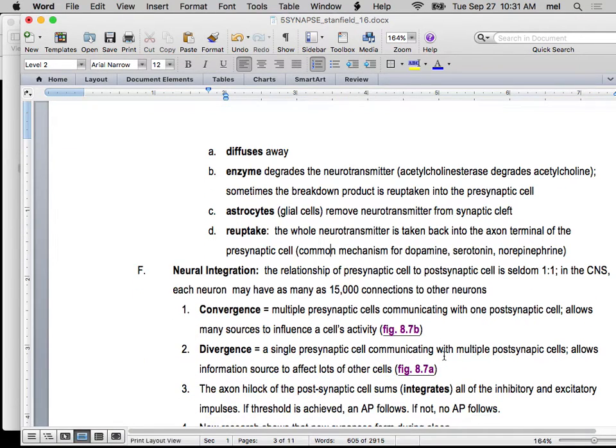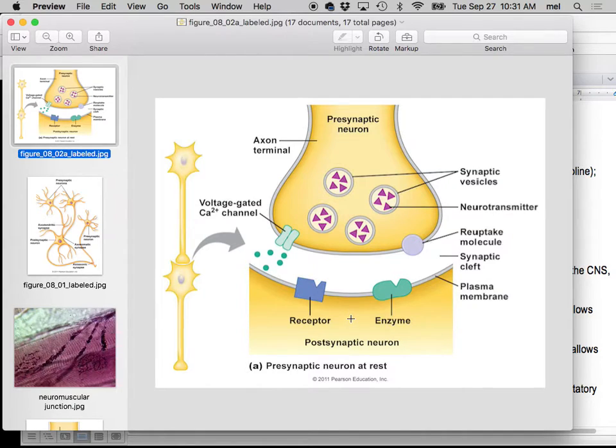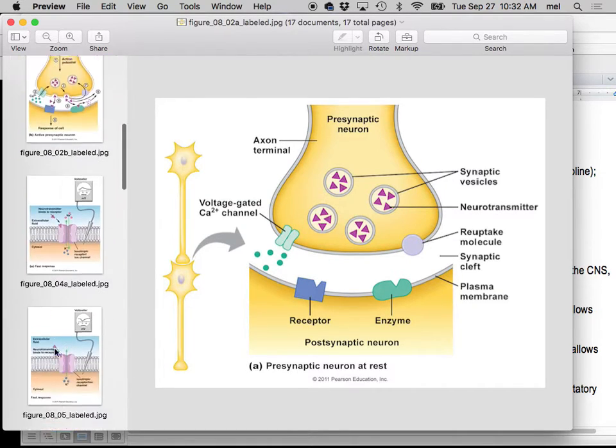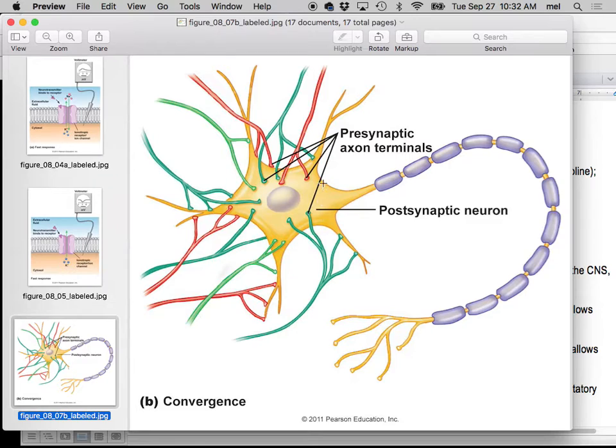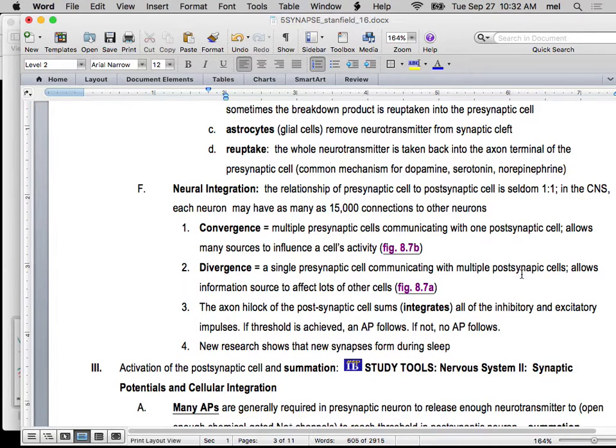Okay. So now let's talk about what we call neural integration. So I've been sort of implying that there is a one-to-one relationship between presynaptic and postsynaptic cells, one pre to one post, but that's actually not true. In the central nervous system, it is almost never one-to-one. It's more like 15,000 to 1 in the central nervous system, which makes it really hard to talk about. But once you learn what happens at an individual synapse, you can broaden it and start talking about how all of the synapses would work collectively. So this concept is what we call neural integration. The relationship of pre to post is almost never one-to-one.